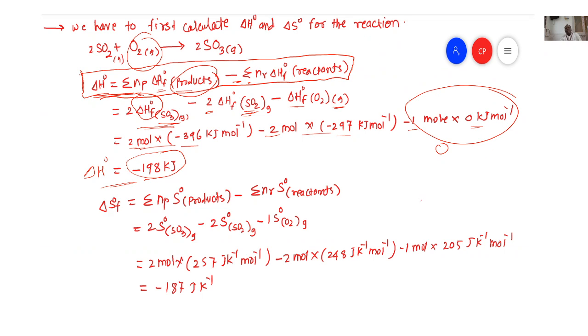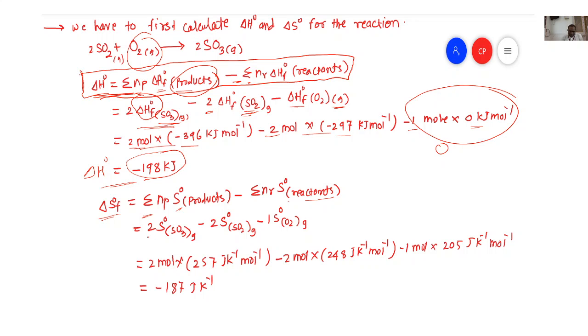Now we have also learned how to calculate the standard entropy change of formation, the standard change in entropy for the formation of the molecules, right? It is again the summation of number of moles of product times the entropy of that product, minus the summation of number of moles of reactant times the entropy of that reactant.